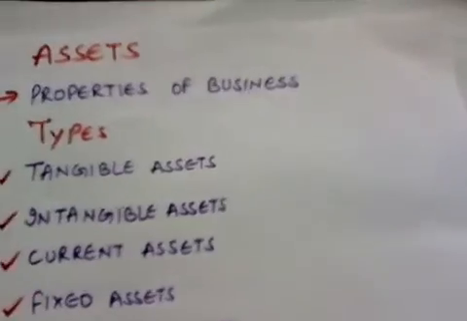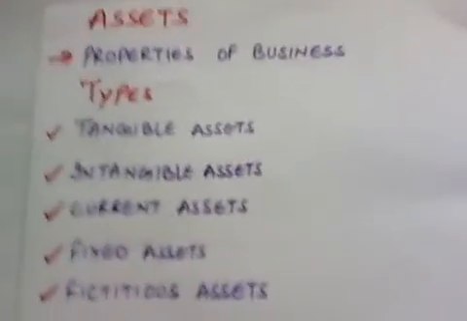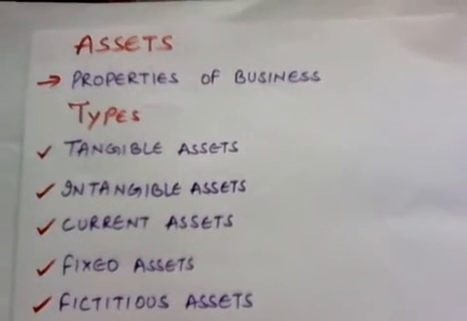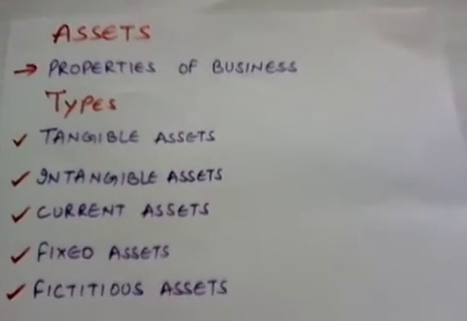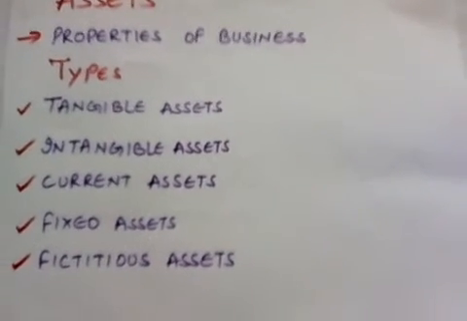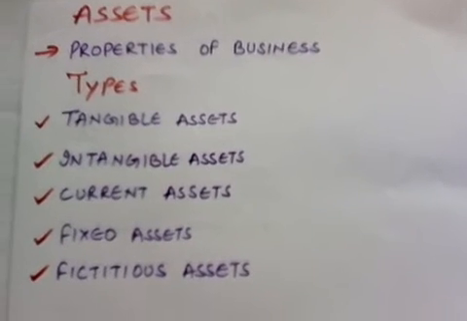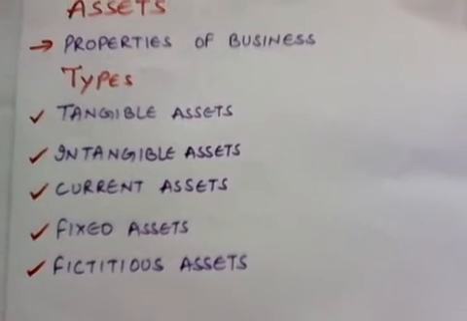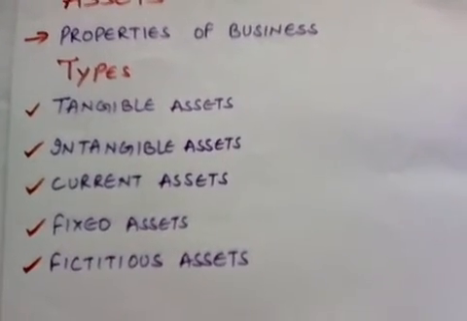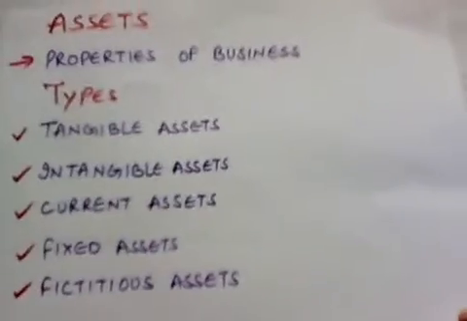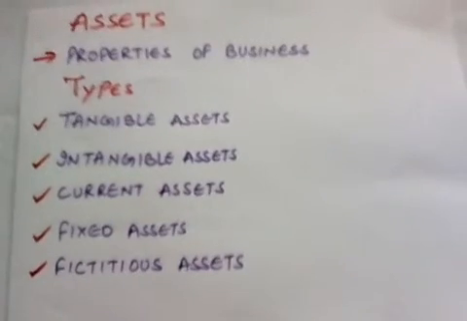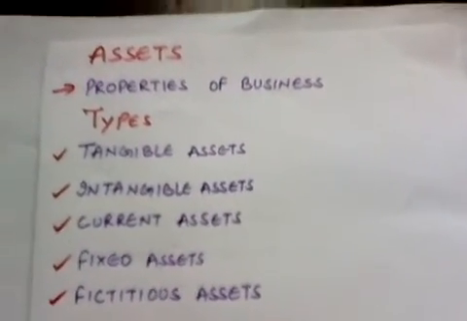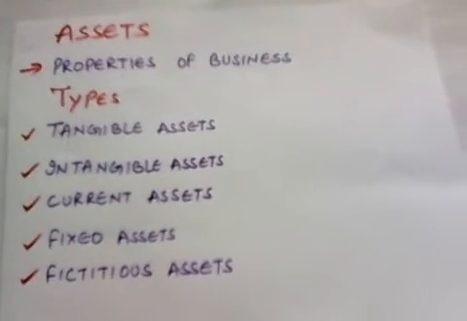Okay, let's take the next important term. It is assets. Assets are the properties of the business. For example, your land and building, plant and machinery, cash, furniture, your debtors, stock, all these things are the properties of the business. Right? Types of assets: tangible assets. Tangible assets are the assets which can be seen, which can be touched. Tangible assets will include your land and building. Why? Because you can see the land, you can touch the building. Your cash, right? You can see and touch your cash.